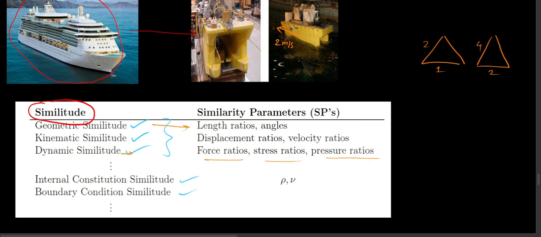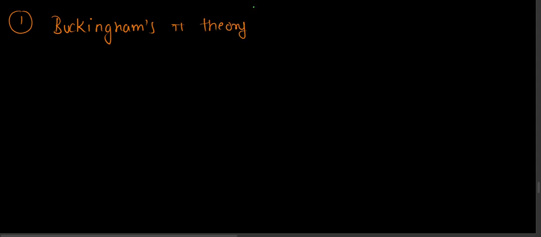So we have a couple of theories to find the similarity parameters or the similarity ratios. The first one coming up is Buckingham's pi theory. Buckingham's pi theory. It has nothing to do with 3.14. It has nothing to do with pi.